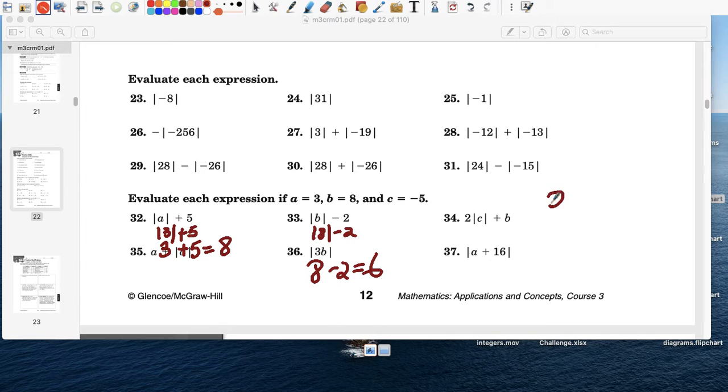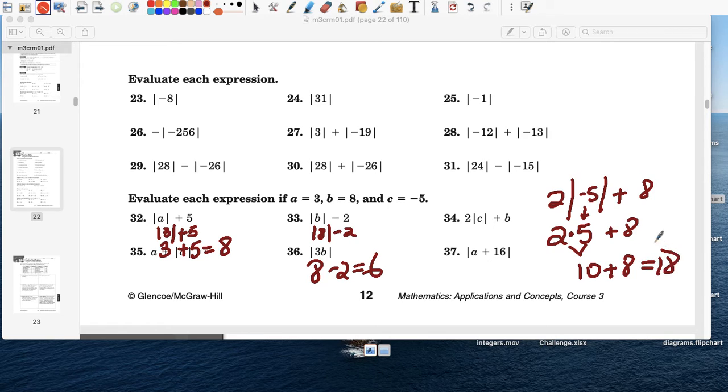This says 2 times the absolute value of C plus B. So 2, let's see, C is negative 5. That's B, which is 8. So what's the absolute value of negative 5? So let's change that. So 2 times, absolute value of negative 5 is 5. Change it to 5 plus 8. Multiplication comes before addition, so 2 times 5 is 10. And then plus 8, we get 18.